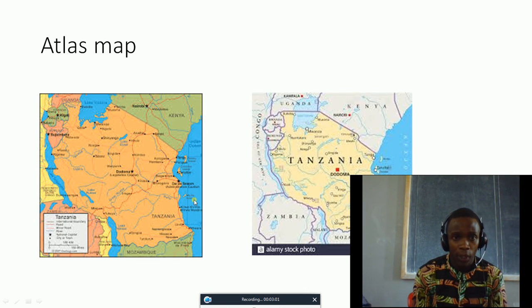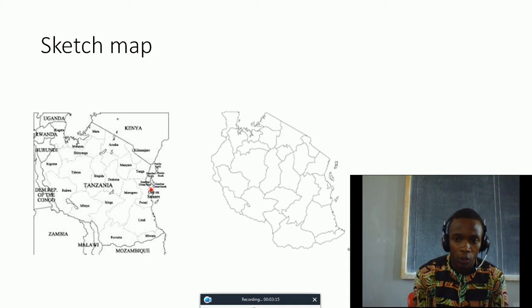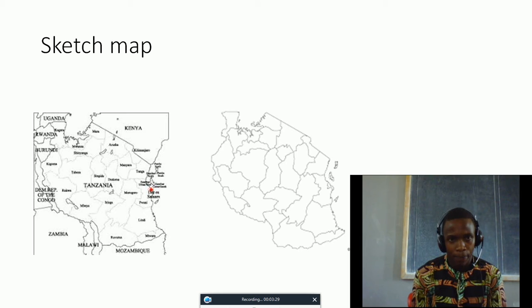Example, when you are asked to draw a map or sketch a map of Kinondoni district, the user, he or she, wants to know about Kinondoni district only. That is why it's called a rough map. And the sketch map should have all essential components of a good map.